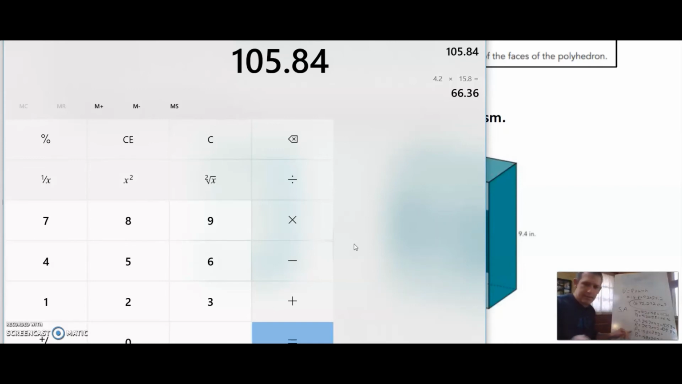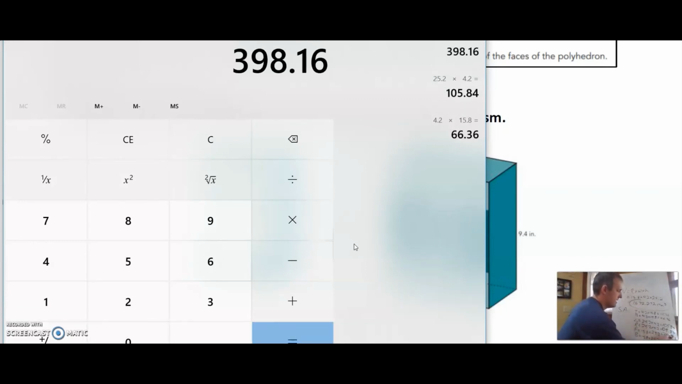Okay, the front is 15.8 times 25.2, and we get 398.16.